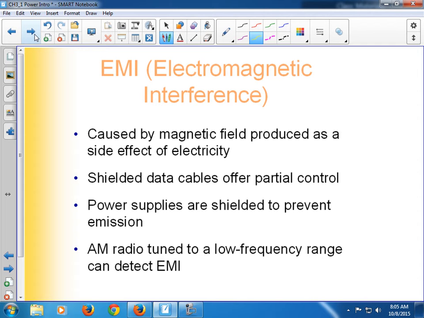But EMI becomes a factor. You can use an AM radio on a low frequency in order to detect EMI. If you put an old AM radio on and you hold it near something, it causes a lot of static return. And we have a video.